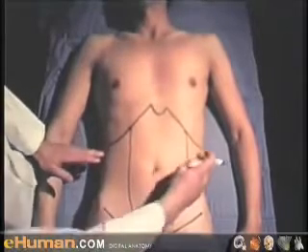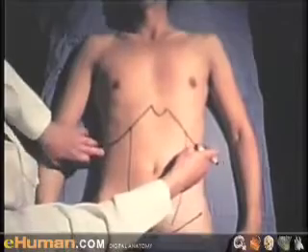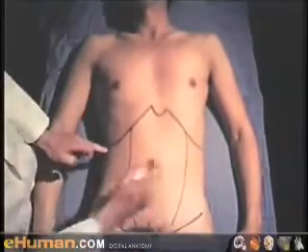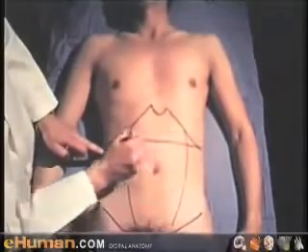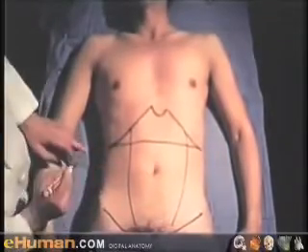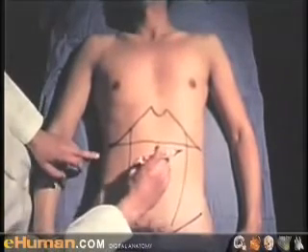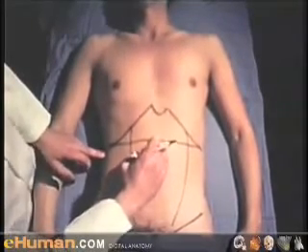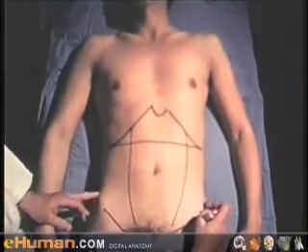First of all, we use the subcostal plane. Now, the subcostal plane runs across the abdomen from one 10th costal cartilage to another. And this lies at the level of about the upper border of the third lumbar vertebra. Then we come down below to the iliac crest.